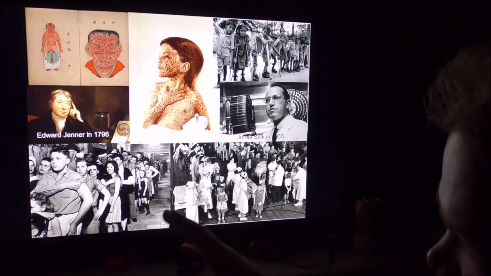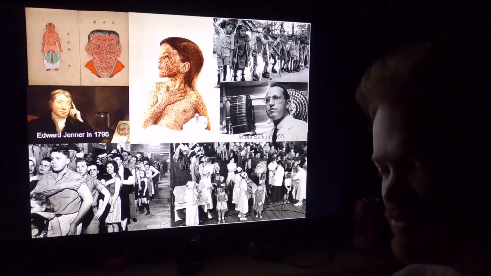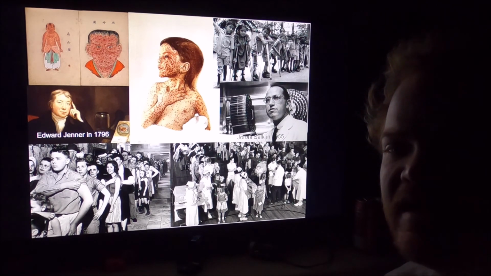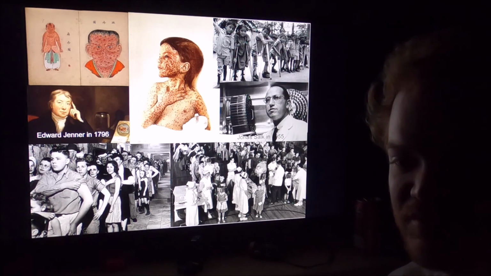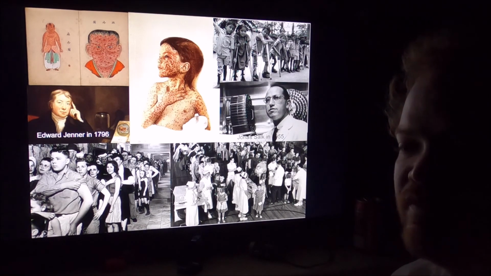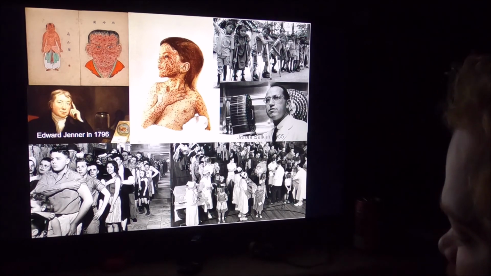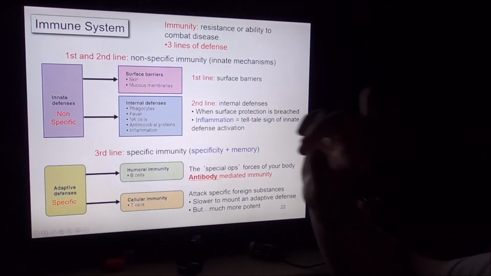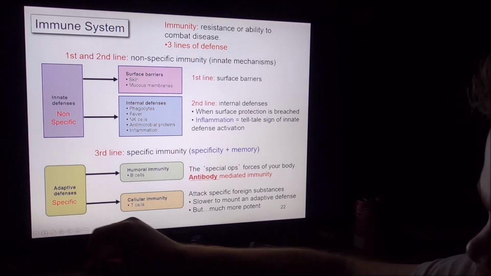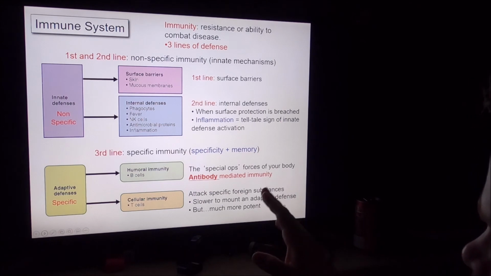So Jenner figured out that he could expose the body to a weakened form of smallpox, in essence, and then that person would no longer have any chance of getting smallpox as a result. So by being exposed to a weak version, you develop immunity. And the way that we do this is through this third line of defenses, our adaptive defenses. All right. Now, let's stick to the script here.